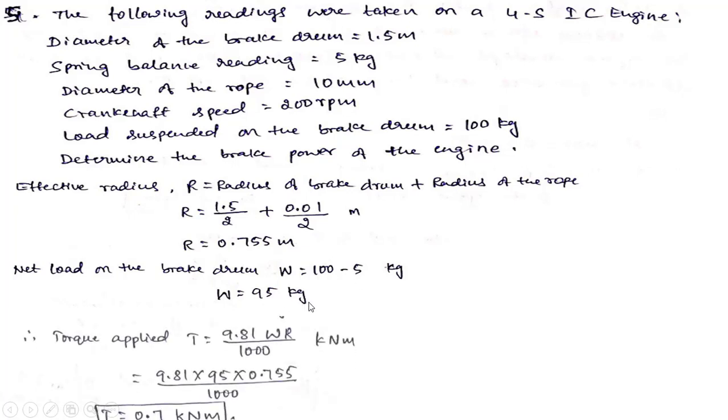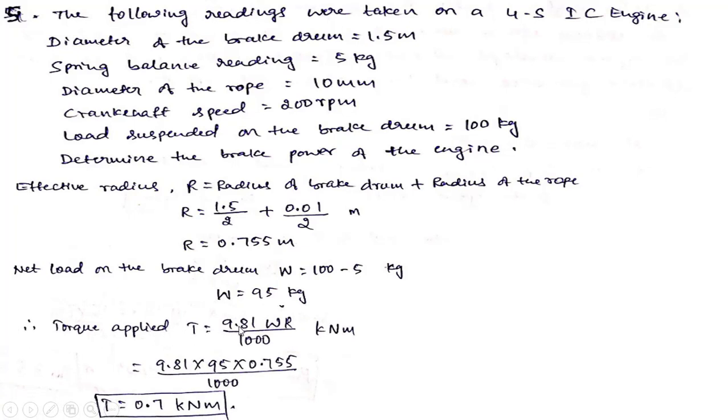Then you can calculate the torque here. Torque is equal to load into radius, you all know that, but here the load is given in terms of kg. It has to be converted into Newton, 9.81, and R is the effective radius. To convert into kilonewton, I'm dividing this by 1000. Substitute all the values. 9.81 into net load 95, and effective radius 0.755, divided by 1000, and if you do this, you will get the torque value of 0.7 kilonewton meter. Check this value before moving to calculation of brake power.